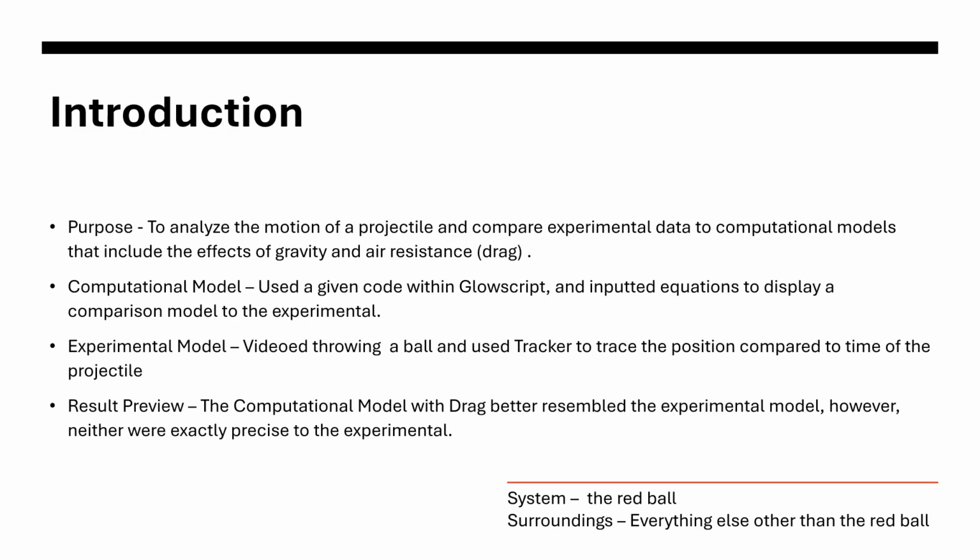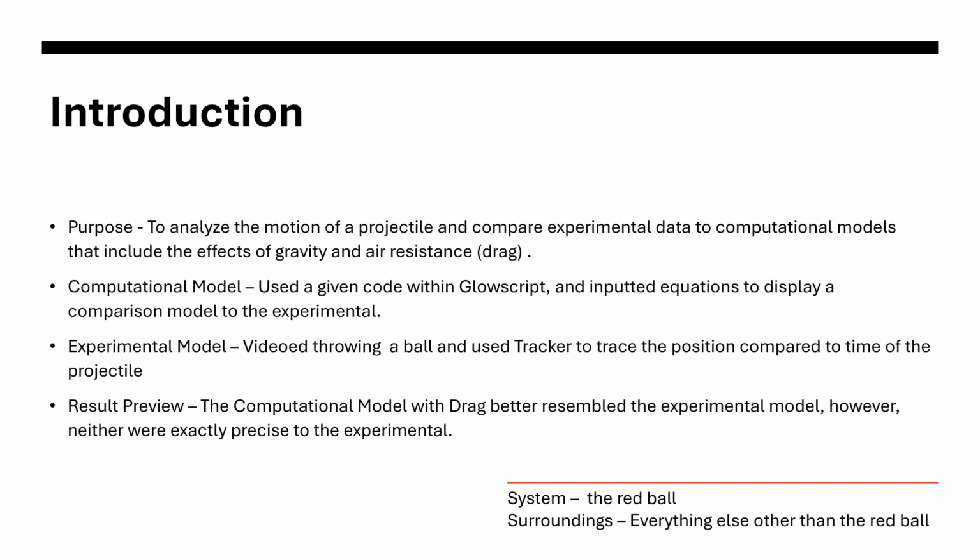The purpose of this lab is to analyze the motion of a projectile and compare experimental data to computational models that include the effects of gravity and air resistance, or drag. The computational model uses a given code within GlowScript and inputted equations to display a comparison model to the experimental one. The experimental model was videoed throwing a ball and using the tracker to trace the position compared to the time of the projectile. The result preview: the computational model with drag better resembled the experimental model, however neither were exactly precise to the experimental.